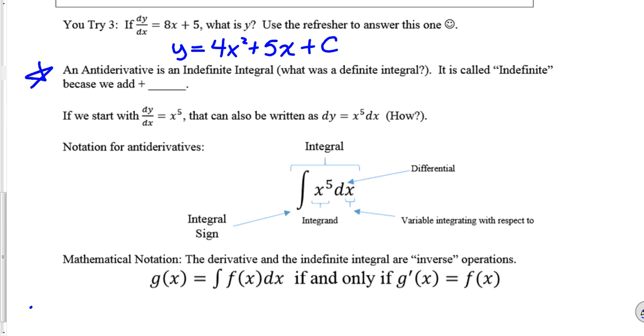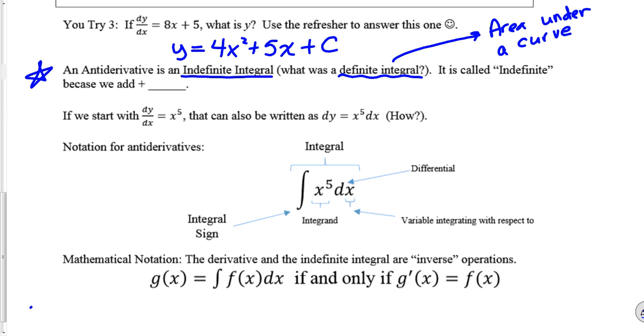So we're now right here. An antiderivative is an indefinite integral. And what was a definite integral? We did definite integrals the very first day, and that is actually the area under a curve. We were finding area with rectangles and triangles and sometimes trapezoids. But basically a definite integral, that's a number. Okay, you're going to get a numeric value, 172.5.